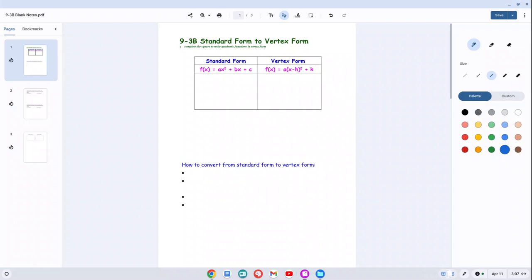These are your 9-3B notes. And in this section, I'm going to change it up a little bit. I'm going to show you how to convert from standard form to vertex form, and then vice versa, how to go from vertex form to standard form.